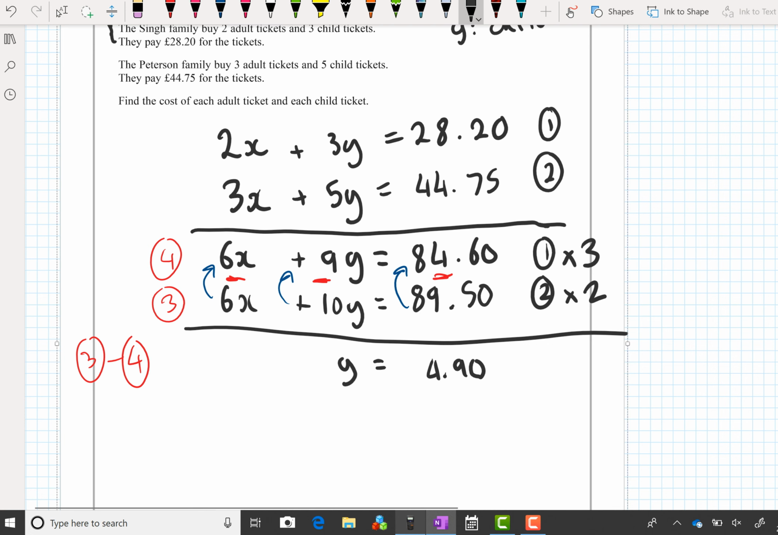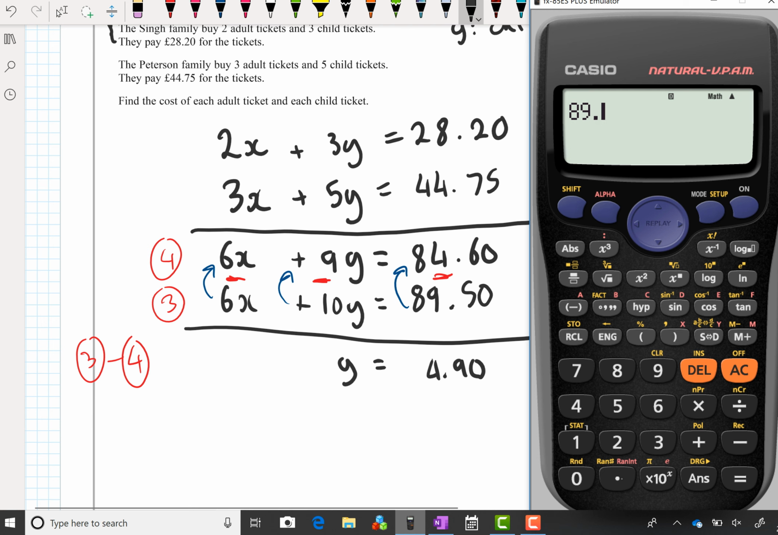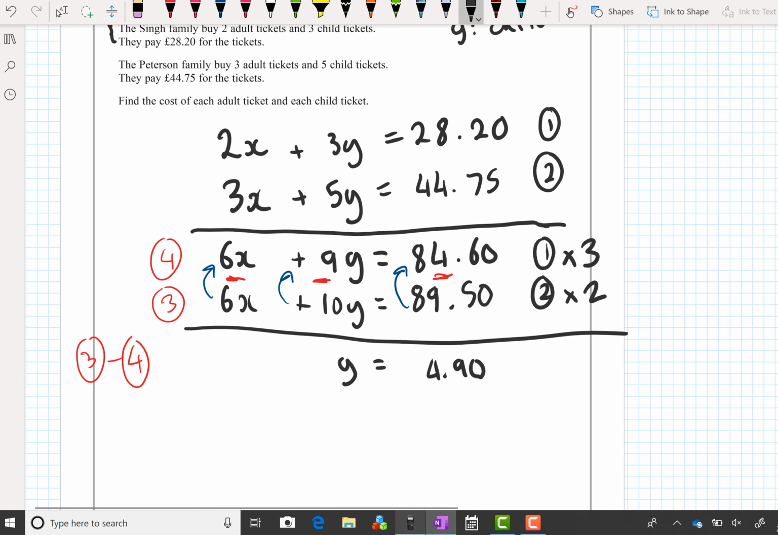But I'm checking it. £89.50 take away £84.60, £4.90. Good. And then I'm going to substitute this value into either equation 1 or equation 2. You could put it into 3 or 4, but they're scaled up, so the numbers will be larger. I'm going to pick equation 1 because the numbers are generally smaller to work with. So I'm going to sub, aka substitute, £4.90 into equation 1. So I'm going to write it out. 2x, oh, the blue pen again. Christ almighty. Will you just go away?